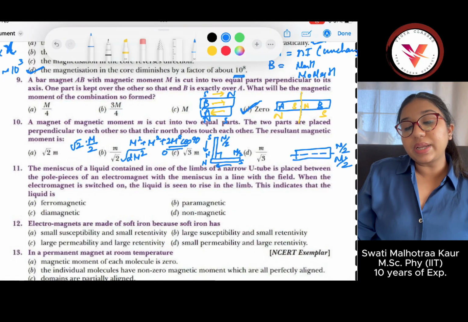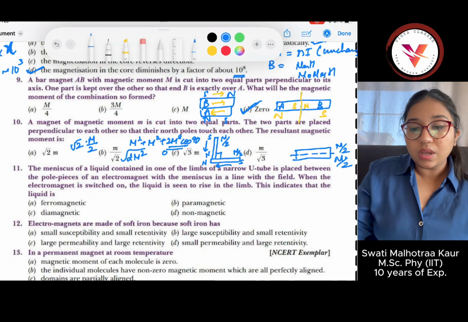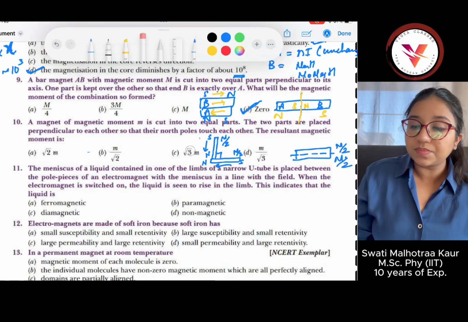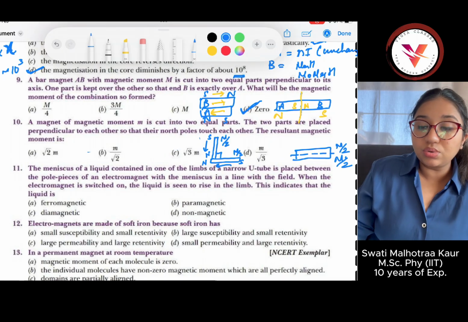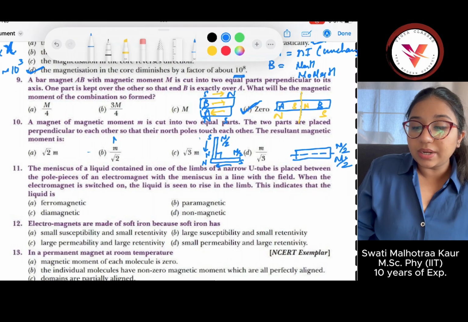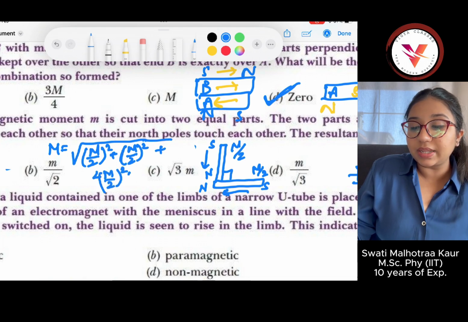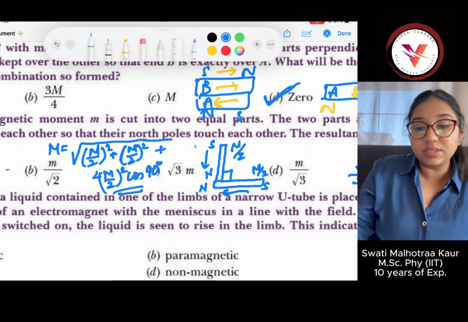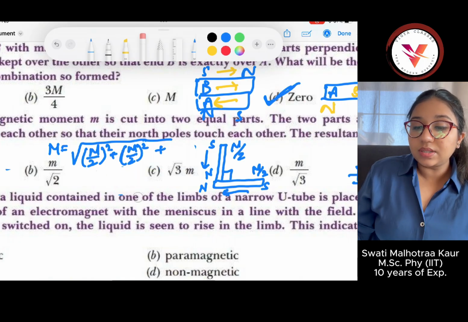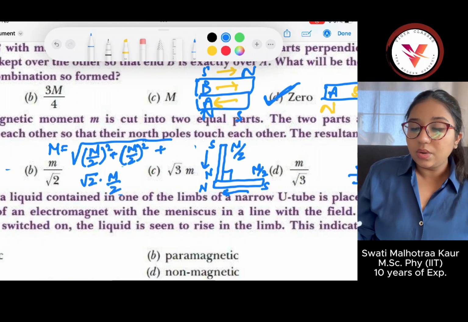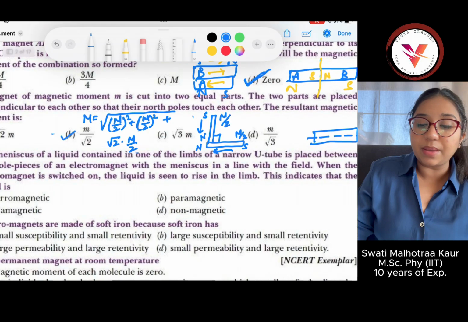On rationalizing it you will get M by root 2. I hope this calculation is fine with you all. I will do it again. Let's take both of these as M by 2. So the net magnetic moment would be M by 2 whole square plus M by 2 whole square plus 2 times M by 2 whole square cos 90 degree. So this term will be 0. This term will be root 2 times M by 2 square. Cancel out the root, and if you rationalize it, it will be M by root 2.